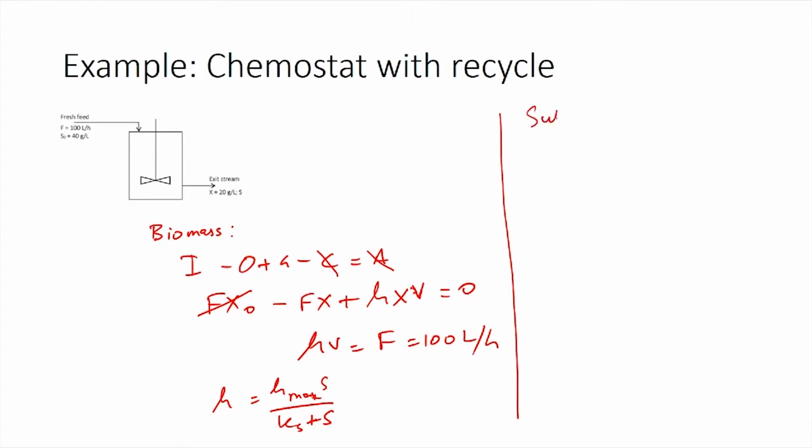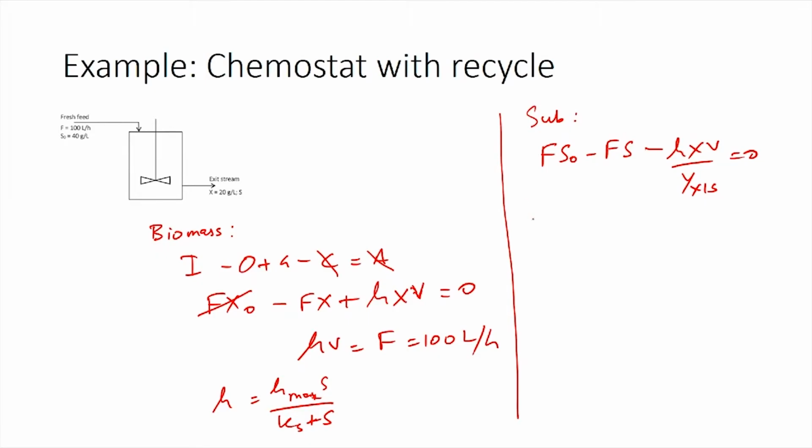For this, we need to write a substrate balance. The substrate balance would be Fs naught minus Fs minus mu x v divided by Yxs equals 0. So, Fs naught is the substrate coming in, Fs is the substrate leaving, and minus mu x v divided by Yxs is the substrate which is being consumed. There is no generation or accumulation terms for the substrate. So, substituting the values for F, S naught and mu v and also for x and Yxs, we can calculate the value for S.